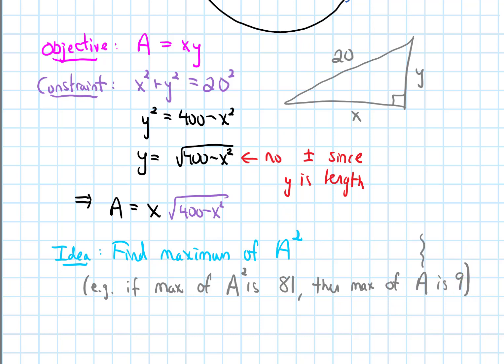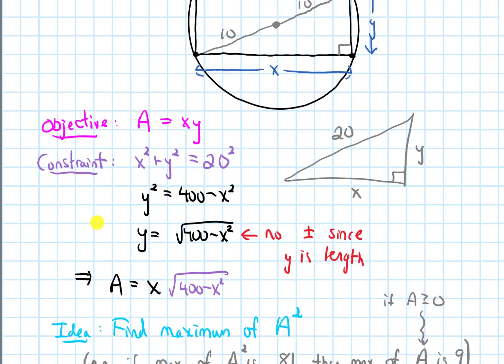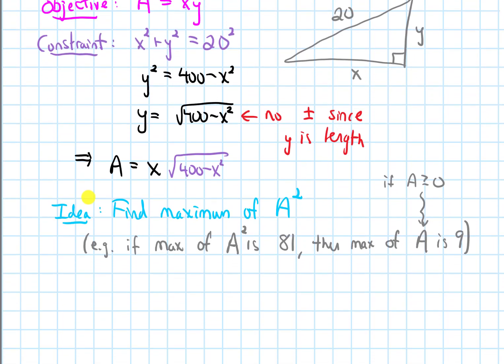And this is assuming, of course, that the quantity a is non-negative. And in our problem, that's going to be the case because a represents the area. It represents the area of this rectangle, and that's definitely a non-negative quantity. Okay, so what I'm going to do is square both sides of this equation.